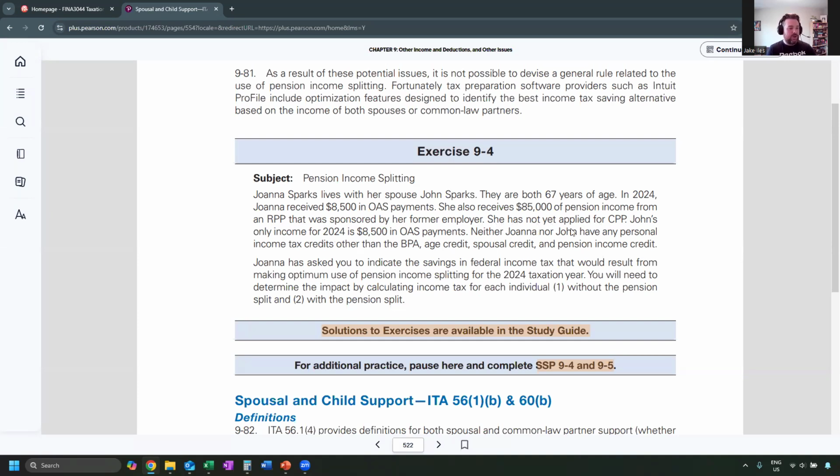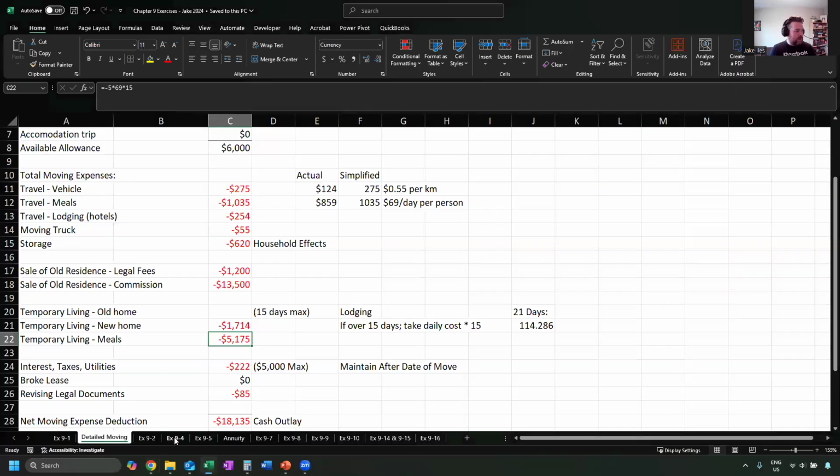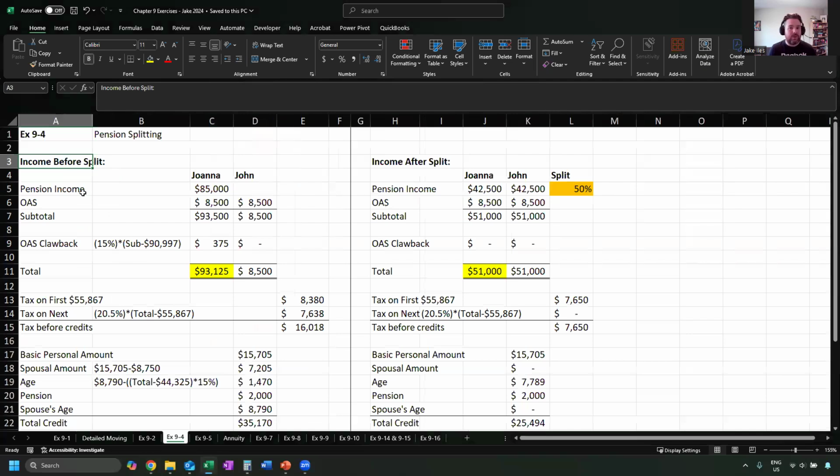Neither Joanna nor John have any personal income credits other than the basic personal amount, age credit, spousal credit, and potential pension income credit. So Joanna wants to know how much they can save in federal income tax as a result of using the optimum pension income splitting for 2024. So what's the result without the pension split? What's the result with? We will start before the split.